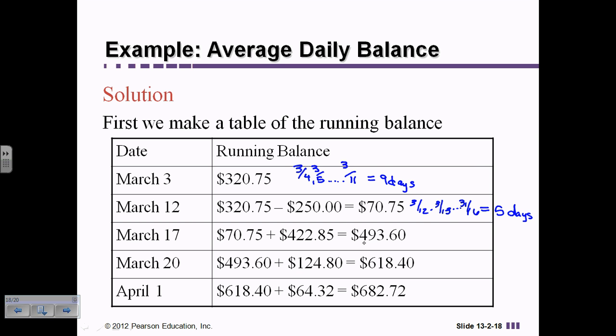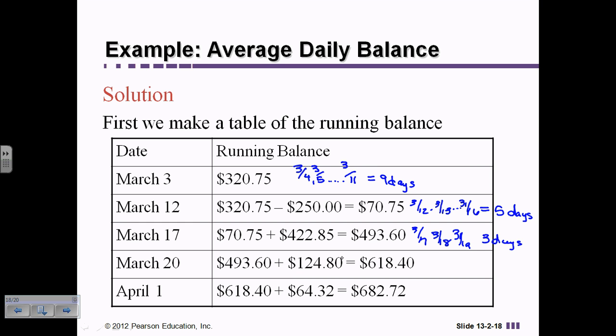Okay. On March 17th, I make a purchase of $422. So my balance increases to $493. And so on the 17th, the 18th, and the 19th, my balance is $493.60. So for 3 days, that's my balance.